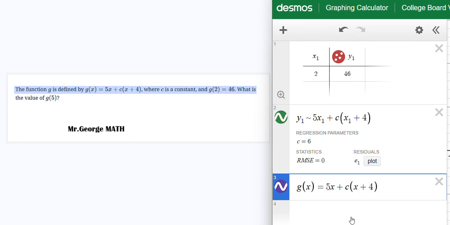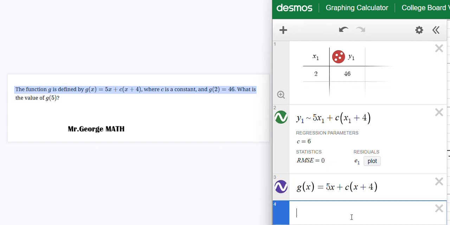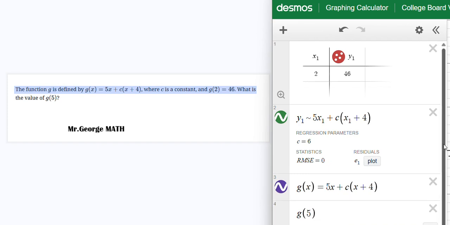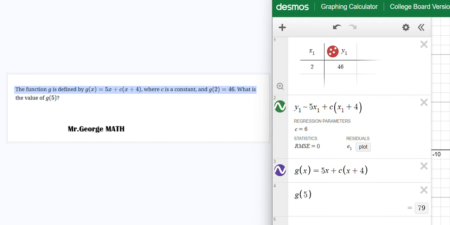Then you close it. Then now you just write the question, which is g of 5. It's going to give you the answer right away, which is 79. If you can see it, here it is, 79. We can just make it a little smaller over here, and you get your g of x is 79, and that's your answer.